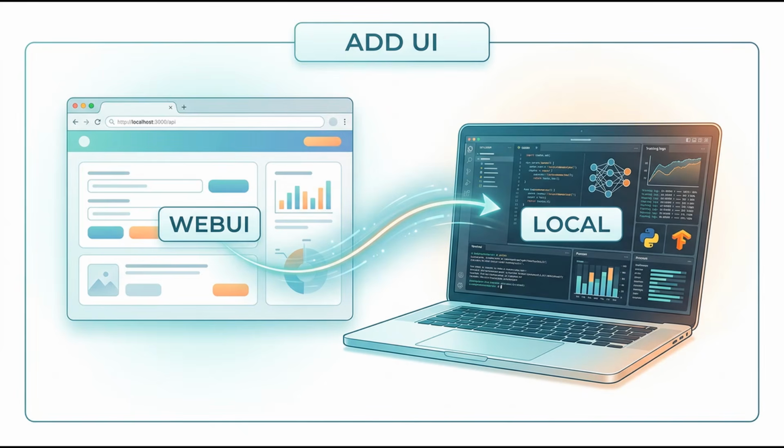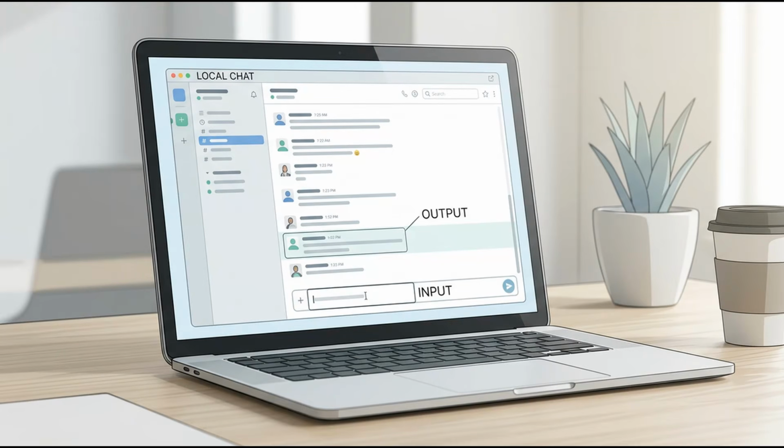You can add a web interface to interact with the model. Tools like OpenWebUI provide a browser-based chat experience similar to ChatGPT, but fully local. The interface allows you to send prompts and receive responses visually. This makes local AI easier to use without relying on terminal commands.